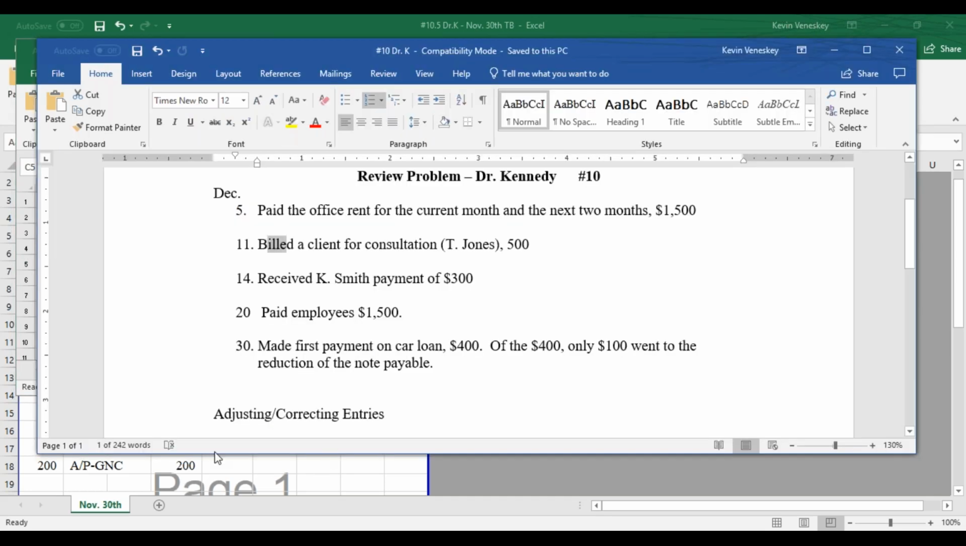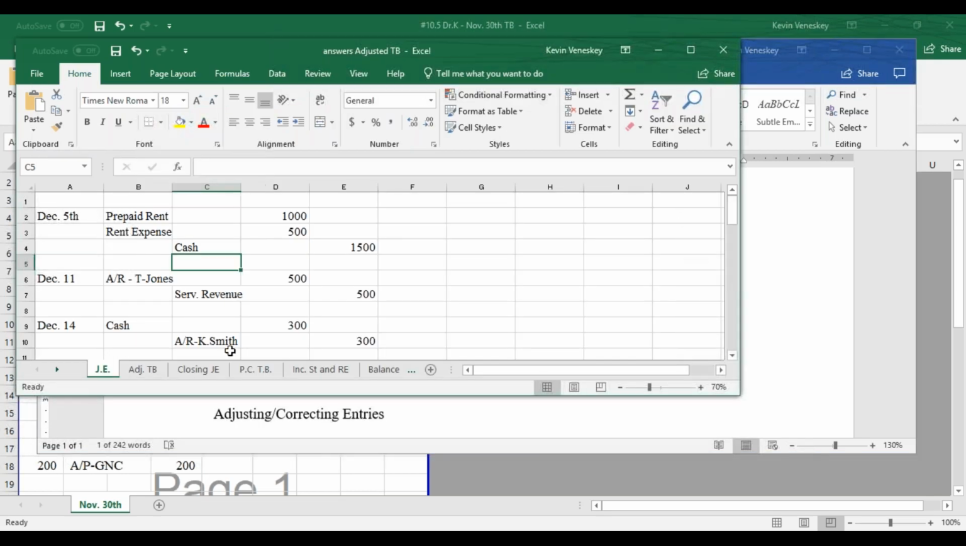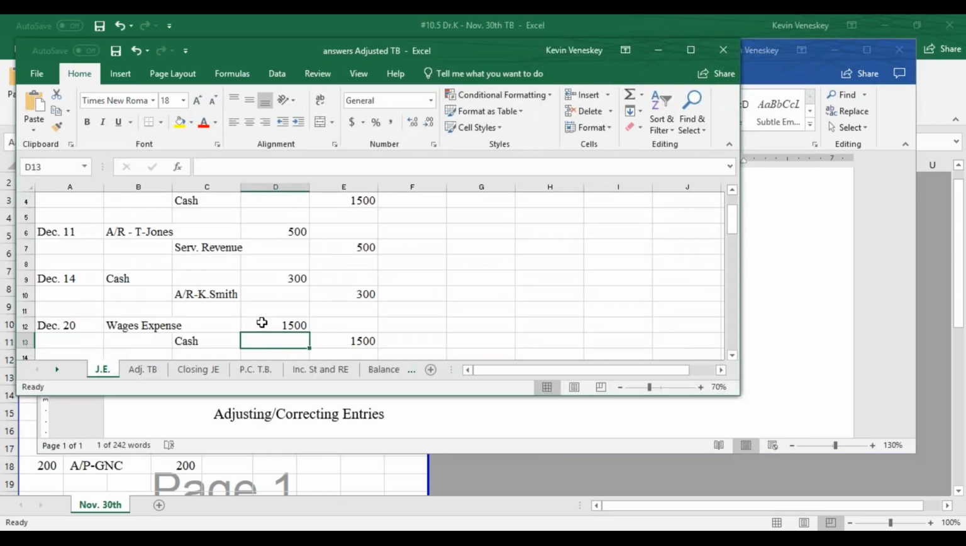Paid our employees $1,500. This one should be pretty simple for you by now. Debiting, what did we get? We got the benefit of our employees working. How we got it was by paying them cash.